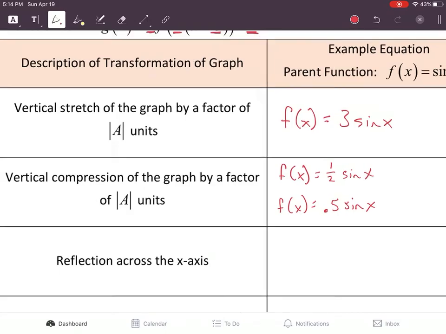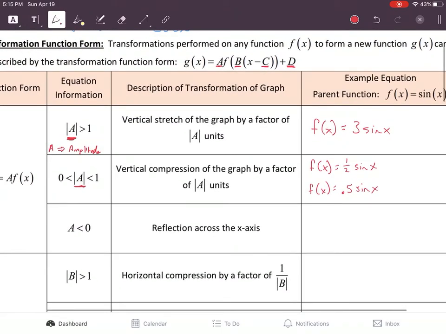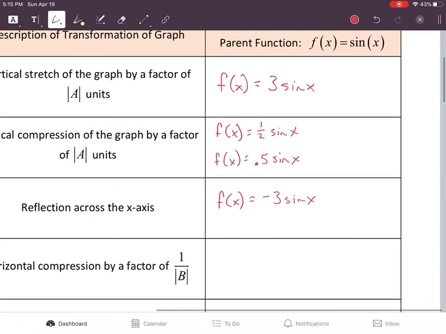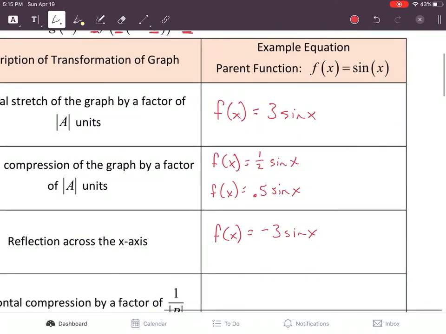Okay. And then lastly, if A itself is less than 0, that's when you get reflection. All right. So if you have a reflection, and use the 3 again, you would have -3 times the sine of x. Now in this case, if you were asked for the amplitude, it is the absolute value of A. If A is -3, then the amplitude would be +3, okay? The amplitude is always a positive number. It can have a negative in front of it, but that just means reflection. It doesn't mean the amplitude is negative, okay?